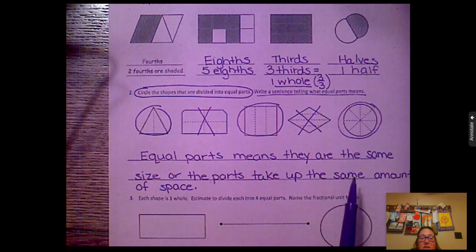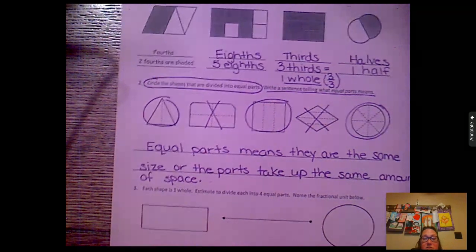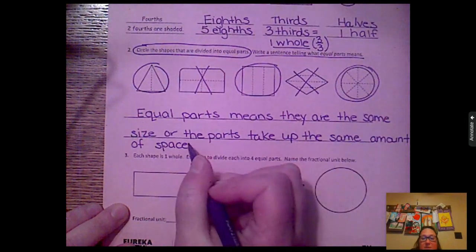Because eventually in our unit, we'll get into looking at fractions where they look different, but they are actually equal parts because they're taking up the same amount of space. Okay. If you need to pause that to finish up your sentence, you can do that. Just make sure that your sentence begins with a capital letter and ends with a period.